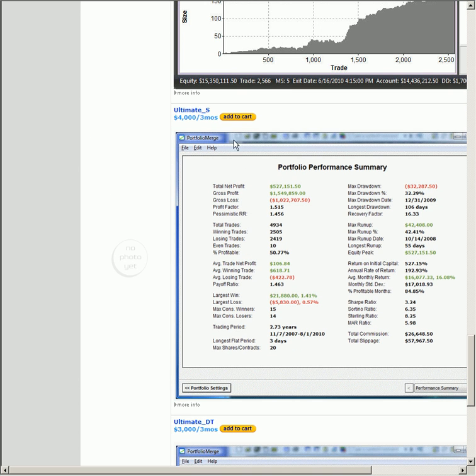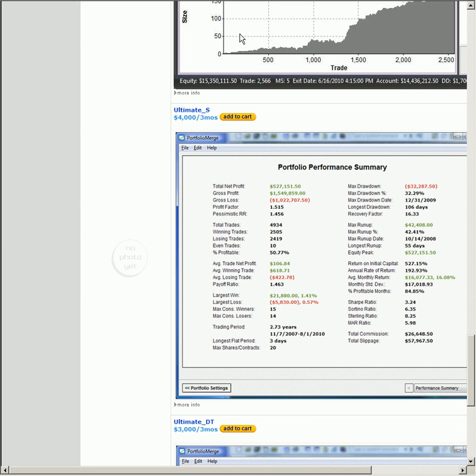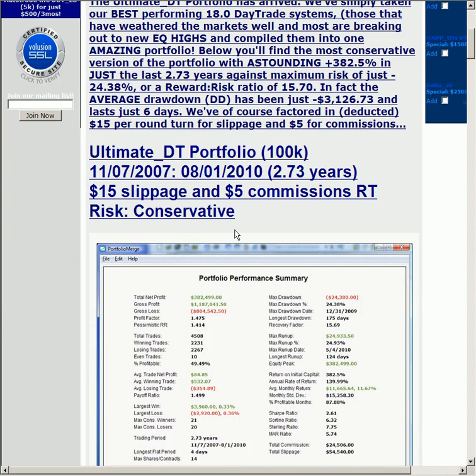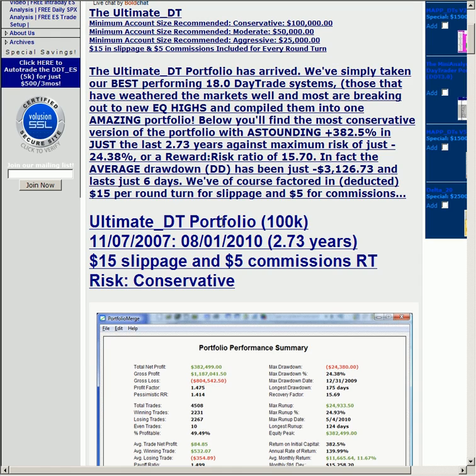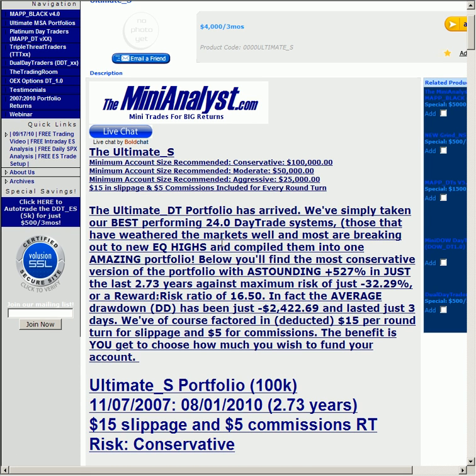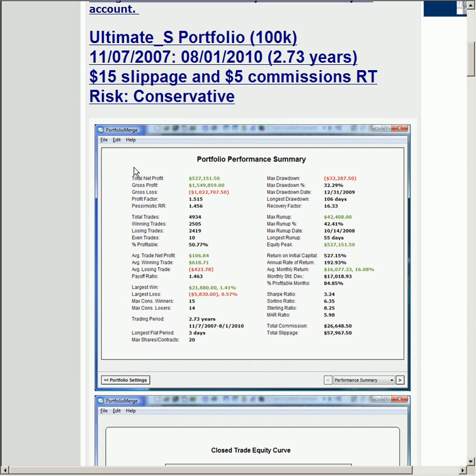Here are new portfolios. Essentially, if you look at the Ultimate DT for example, we'll just open that in a new tab, and there you can read a bit about it. But essentially, it takes all 18, I believe, of our best performing day trade systems. The Ultimate S for swing takes, I think, 24 day trades. I'm sorry, that should read 24 systems total, including swings. And we're really out of time, so take a look at those.